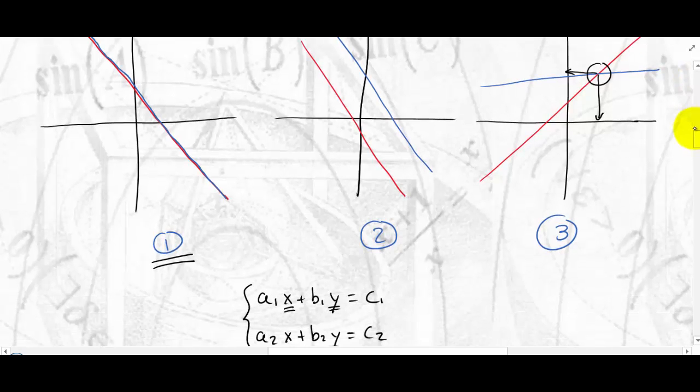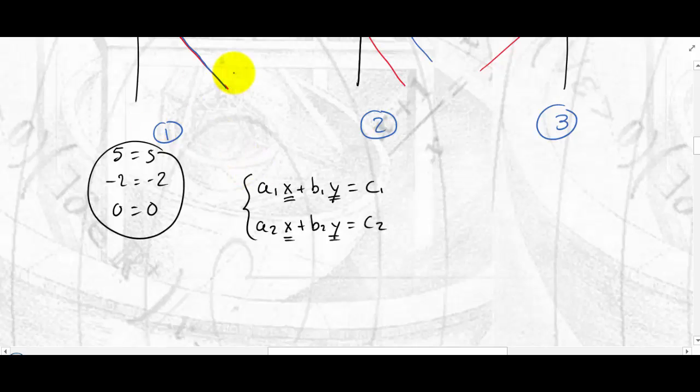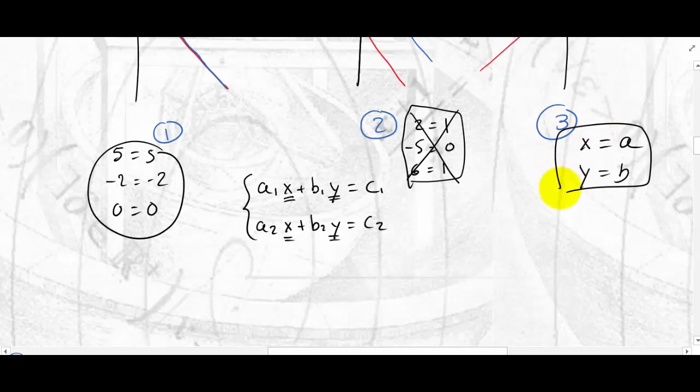So how do we find out the first case? If you solve the first case, you would fall on something really trivial. There are different ways to solve it, and I'm going to show you how. But at the end of the solution of the first case, you would find, for example, 5 equals 5, or negative 2 equals negative 2, or 0 equals 0. And in this case, you would say that any point on the line is a solution. In the second case, at the end of the solution, you would find, for example, 2 equals 1, or negative 5 equals 0, or 6 equals 1. And this, of course, makes no sense. There's no solution to the system. And in the third case, of course, you would find some valid solution, x equals a and y equals b. Okay, these are the three possibilities.